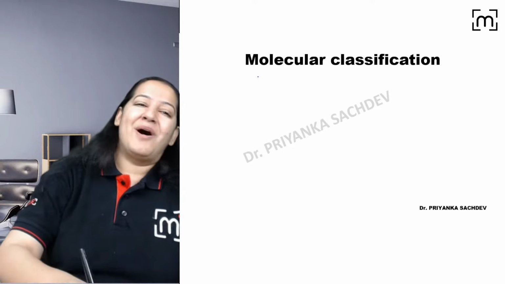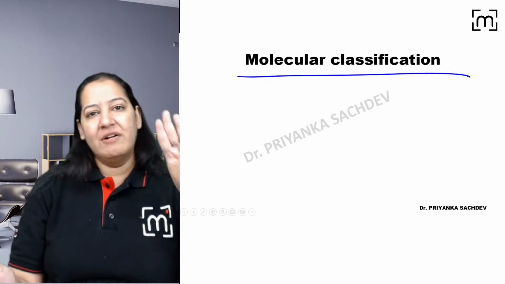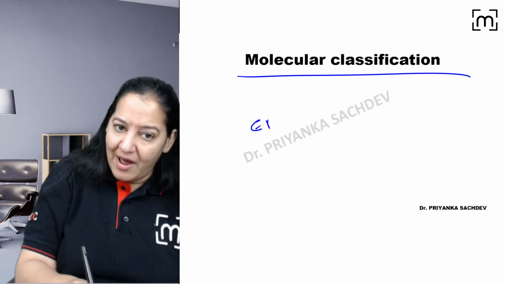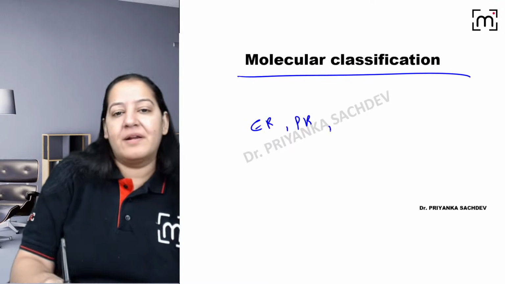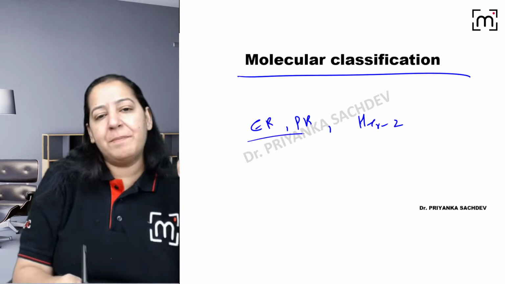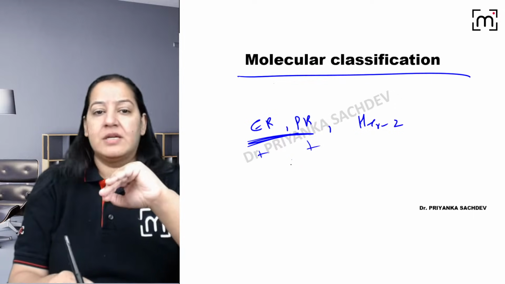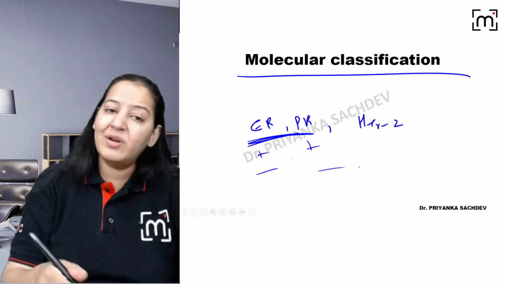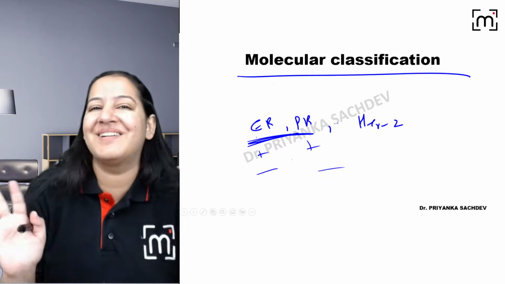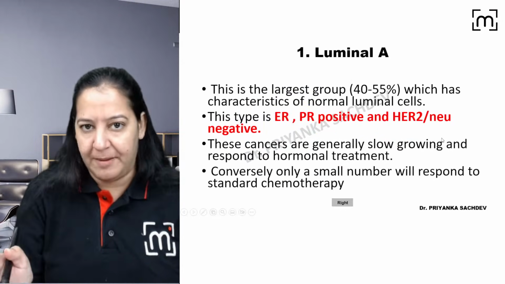Now let's study the molecular classification. So basically, what have you studied? You have studied the 3 types of receptors: ER receptor, PR receptor, and HER2 receptor. Give me a thumbs up. ER and PR are always together. We cannot separate them. If ER is present, PR is always present. If ER is absent, PR is absent. It is not ER present, PR absent. No, that will not happen. They are always in pair. But HER2 can be differentiated from them. Give me a thumbs up.